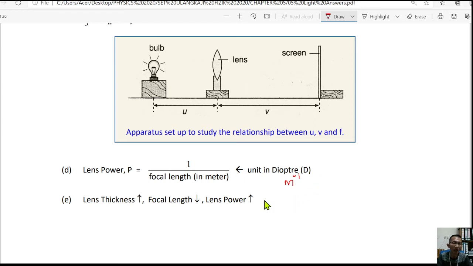And finally for lens here, I summarize. If the lens thickness increases, the focal length will decrease. When the focal length decreases, then the lens power will increase. So this one here comes from this formula up here. When the focal length decreases, the power will definitely increase.